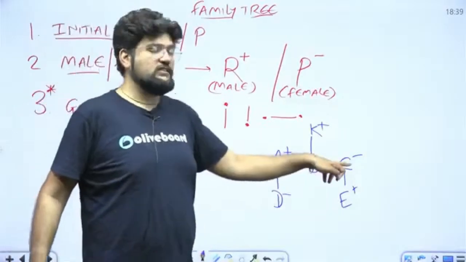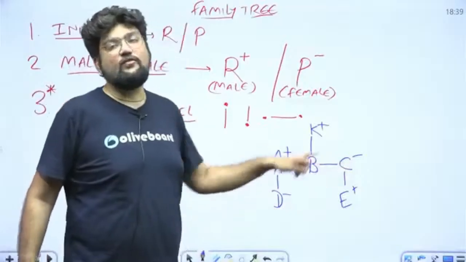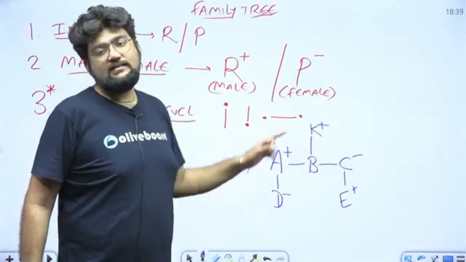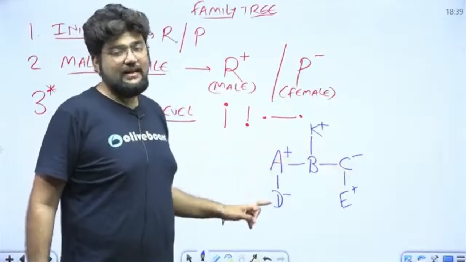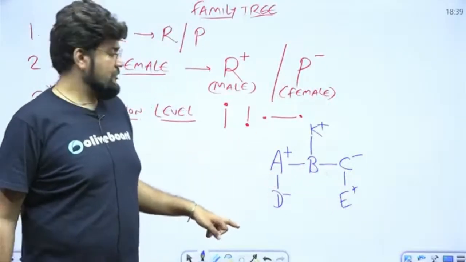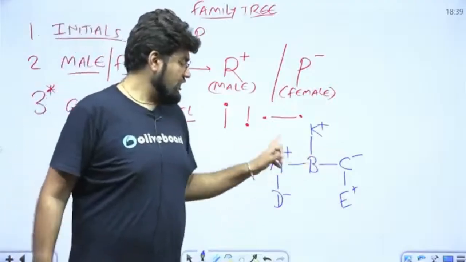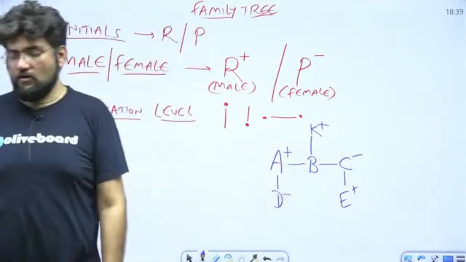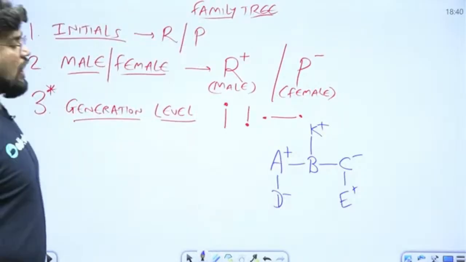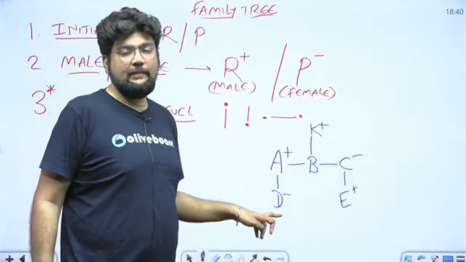How is D related to C? So D is the niece of C, C's brother's daughter. How is C related to D? C is the aunt of D, D's father's sister. So paternal aunt of D. C is the paternal aunt of D, A is the maternal uncle of E. Correct? Very good. Yes. Absolutely right. Good job.